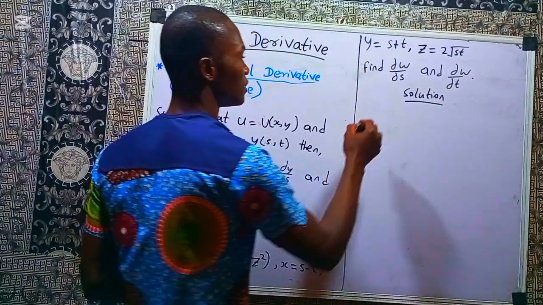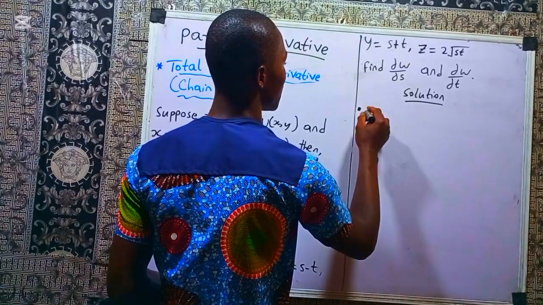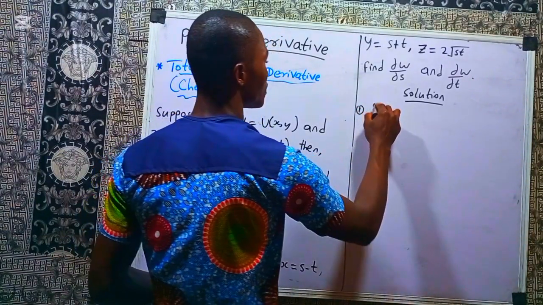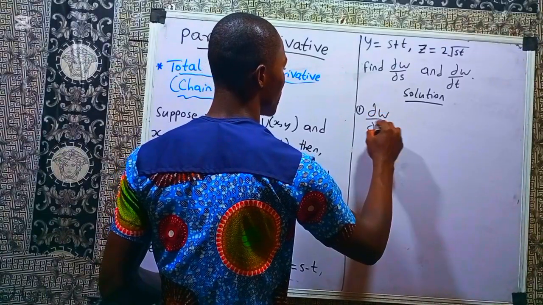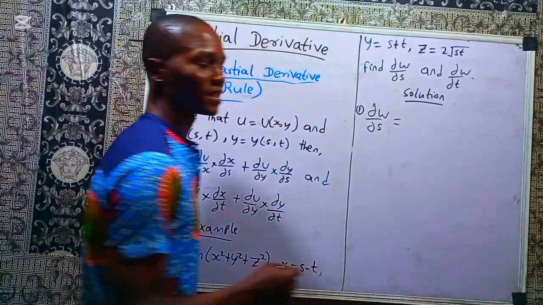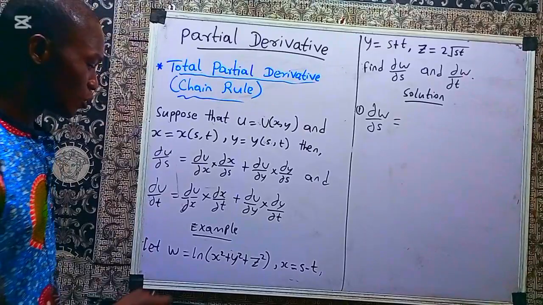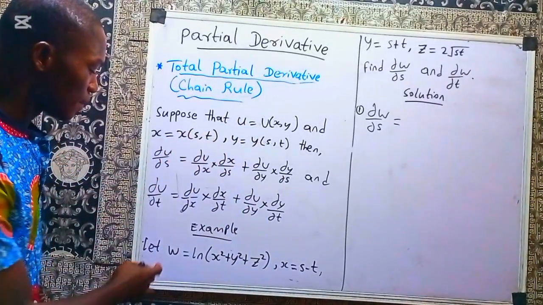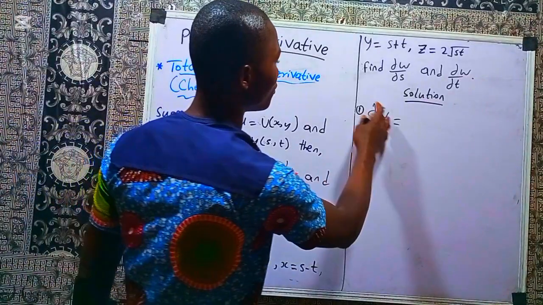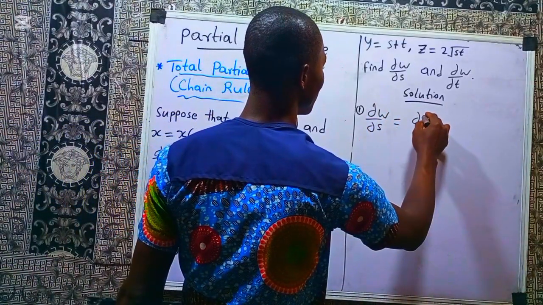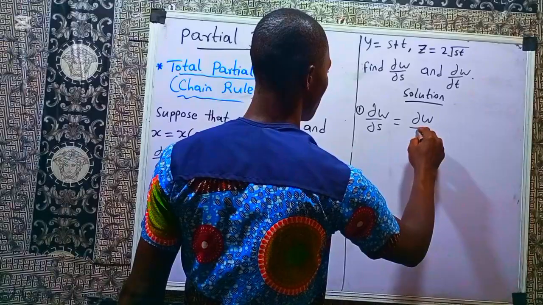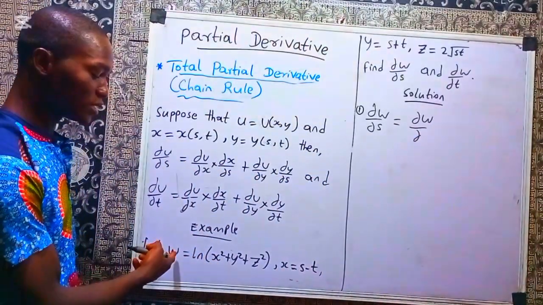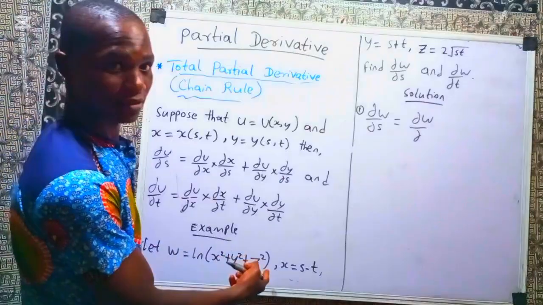Now, what is the first one? Let's look at this first one. Let me call it number 1. What is partial w, partial s? We're using the knowledge of the one we have done earlier. Partial w, partial x will be what? Because w is a function of x, y, z.